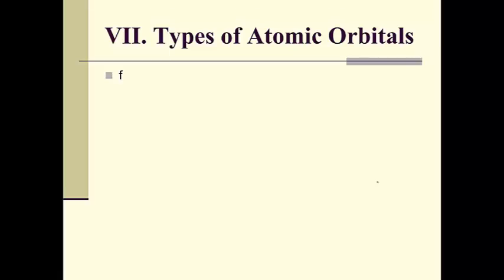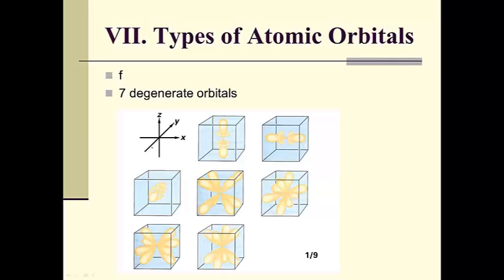And f orbitals, remember there's 7 of them. Instead of 4 lobes, most of these have 8 lobes. And again, just think of these like the rooms that the electrons can hang out in. There's 3 of these that have the double lobe, but they have the double donut on them.